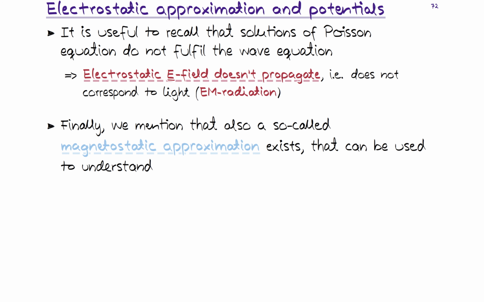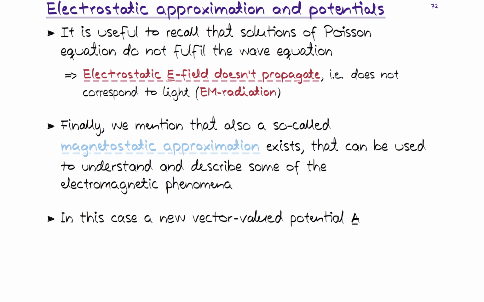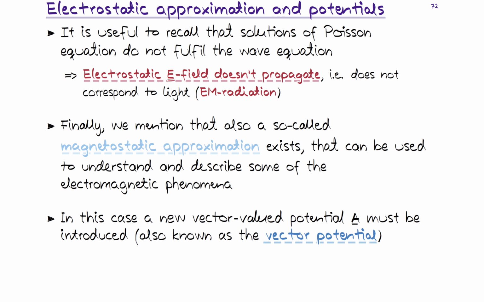And finally, I just mentioned that there's also another regime, the so-called magnetostatic approximation. In this case, we can use it to understand and describe some of the electromagnetic phenomena where the magnetic field is not time dependent, so we have a static magnetic field. When dealing with this approximation, it's very smart to define a vector-valued potential A, also known as the vector potential.